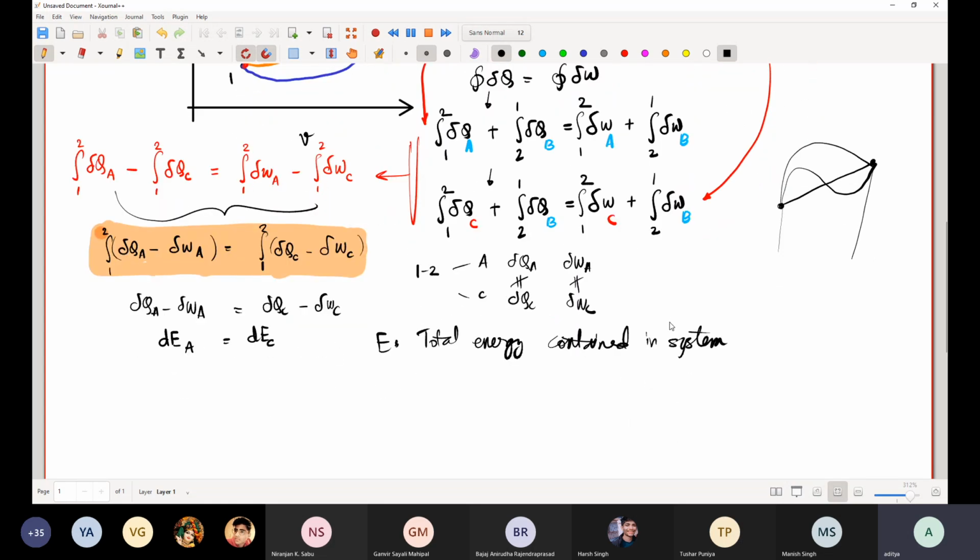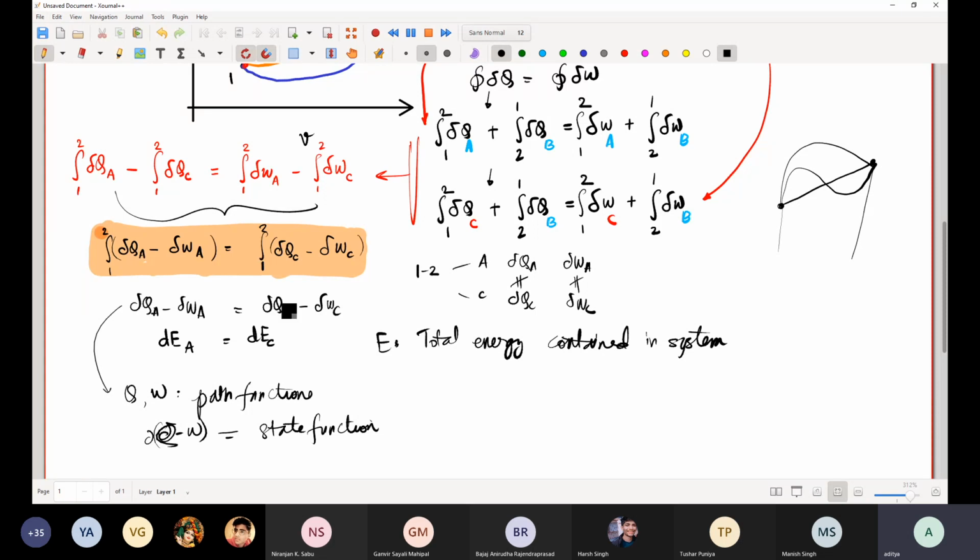So what is the important takeaway from this? That Q and W are path functions, but Q minus W is a state function. This is a very important conclusion of this.